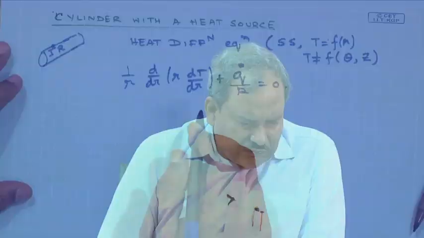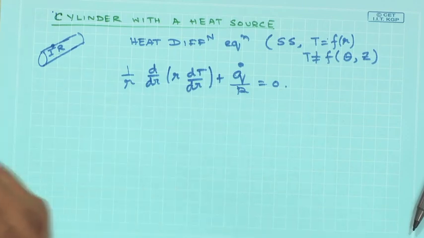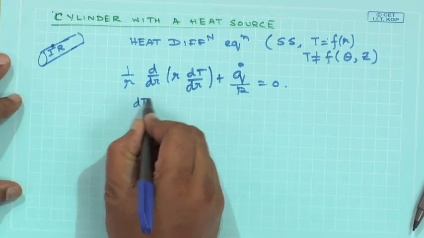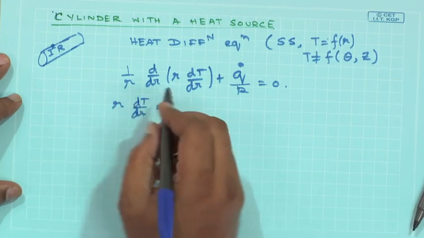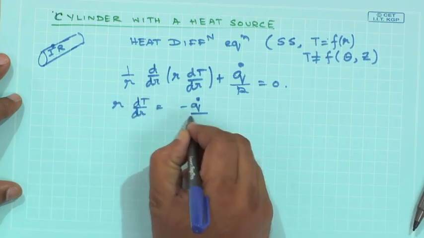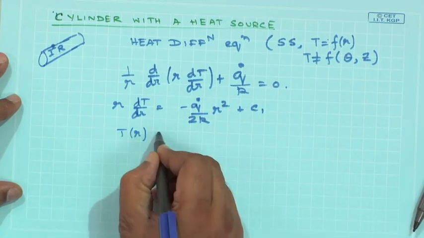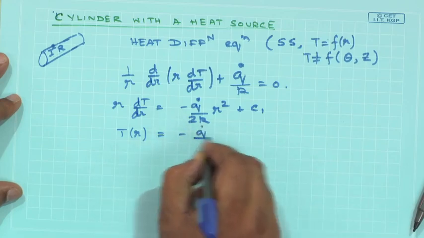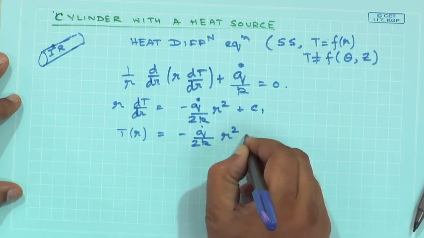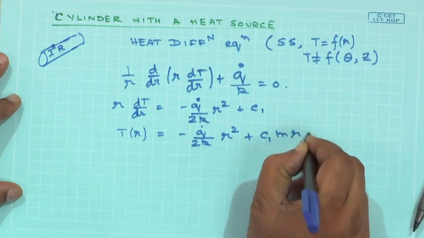So, I am exactly solving the same problem as in the case of a plane wall, but this time the geometry is different. That is why the form of the governing equation is different, while the boundary conditions will always remain the same. So, let us see how this would look when we solve this equation. What you get from here is R dT dr equals minus Q dot by twice K R square plus C1, and T of R, once you integrate it once again, is minus Q dot by 2K R square plus C1 ln R plus C2.